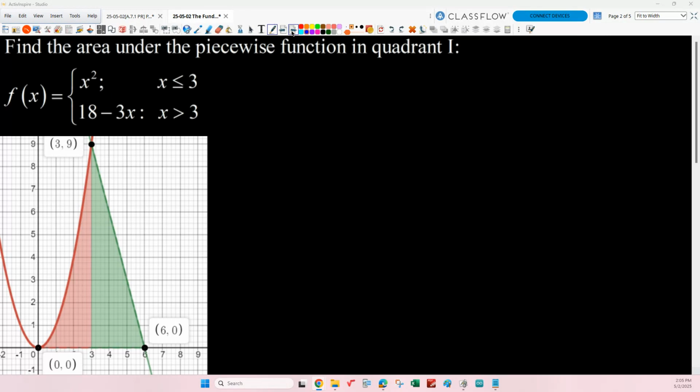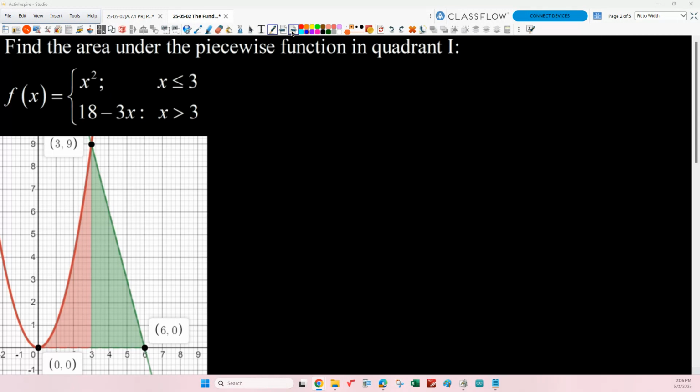So we're trying to find the area under this piecewise function in quadrant 1. Okay, well in quadrant 1, what's that mean? That just means everything above the x-axis and to the right of the y-axis. Yes? So can we just do it like x squared from 0 to 3? Exactly. And then the other one from 3 to 6 and then add them? Exactly. It's just going to be two separate areas, isn't it? Because I'm going to have to add up the area under each of those pieces in quadrant 1 separately and then just sum the two.